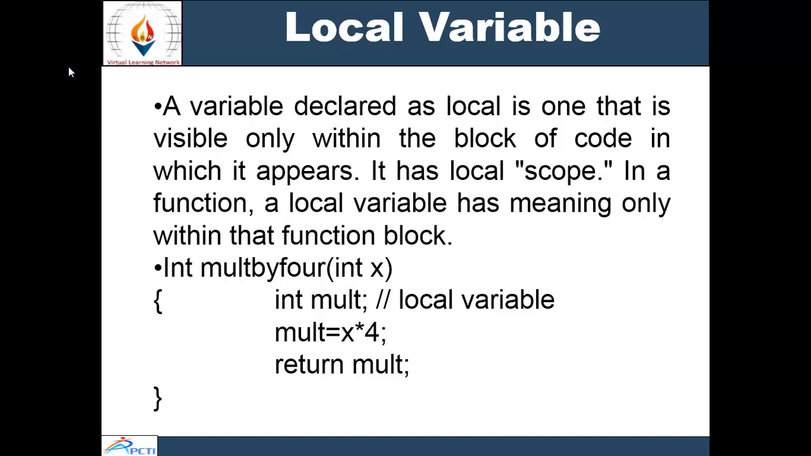Local variable, a variable that is declared in the function and whose scope is in that block only in which it is declared, that is called local variable. For example, here I have used the function int main multiply by 4 and declaring the variable int mult. This variable is called local variable because the scope of this variable is within this function multiply by 4. So these variables are called local variables.